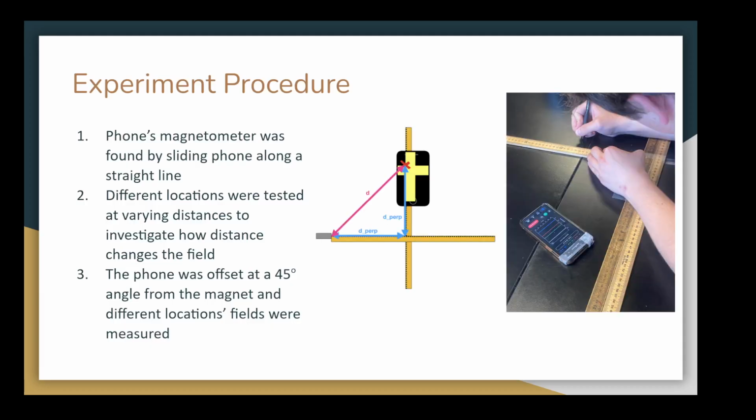Procedure. First we calibrated the phone by sliding it across a straight line to find where the magnetometer was. Then we tested different locations horizontally from the bar magnet along the x-axis to see how distance changes the field. And then we went off-axis at a 45-degree angle and changed the location to see how the curvature of the field worked.